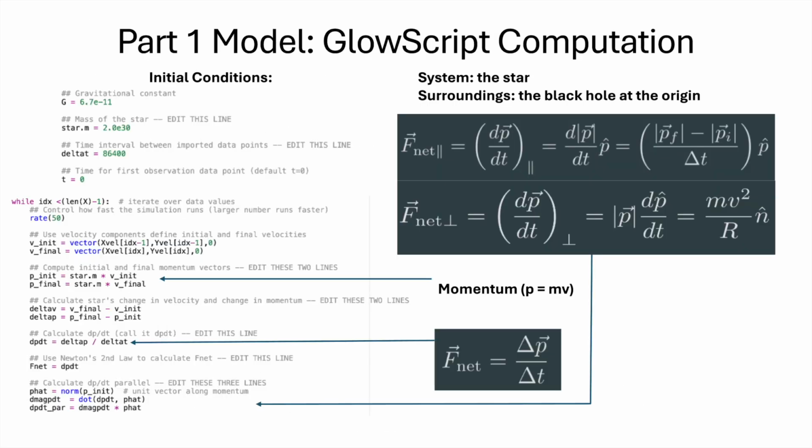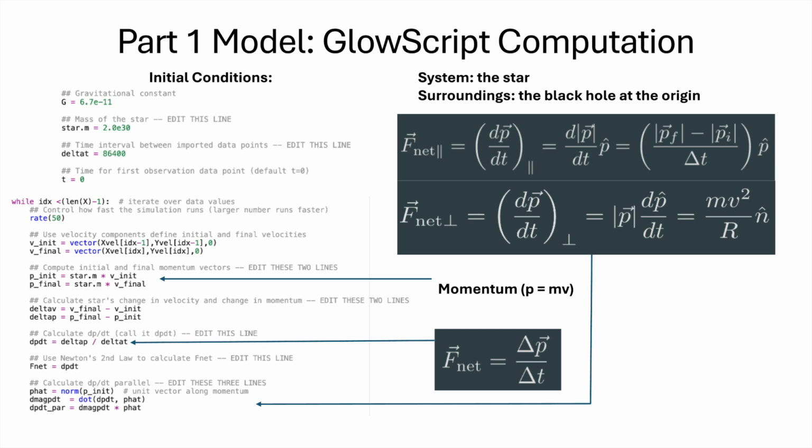For part 1, our initial conditions are as such: the gravitational constant is 6.7 times 10 to the power minus 11, the mass of the star is 2 times 10 to the power 30 kilograms, and delta t is a day, 86,400 seconds, and we start the first observation data point at t equal to 0 seconds. The system is the star in this case, and the surroundings are the black hole at the origin. From the star's xy data, I compute velocities between points, then apply the momentum principle, Fnet equals delta p over delta t.